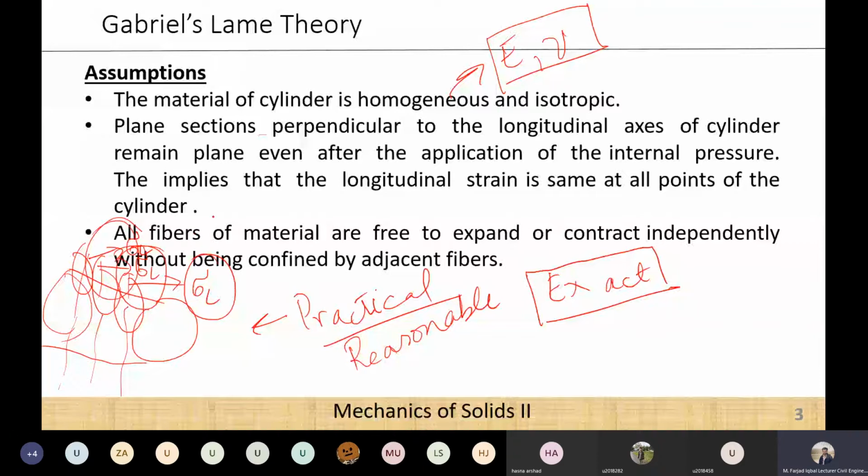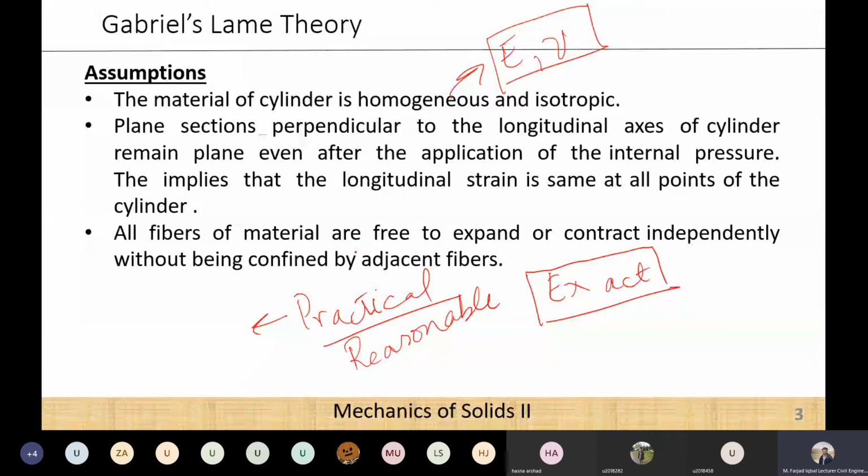And the other assumption was all fibers are free to expand or contract independently. That basically means that the expansion or contraction of the fibers which make the cylinder is independent of their interactive forces. That means that the bond stresses or the other internal stresses of the material are neglected, and the expansion or contraction is strictly related to externally applied loads, which are the external pressure or the pressure exerted by the fluid that is flowing inside the cylinder.